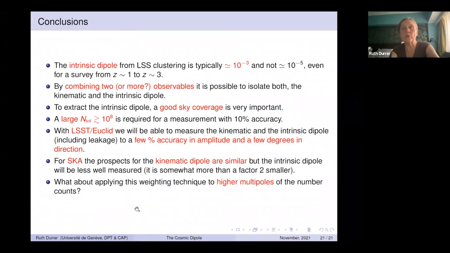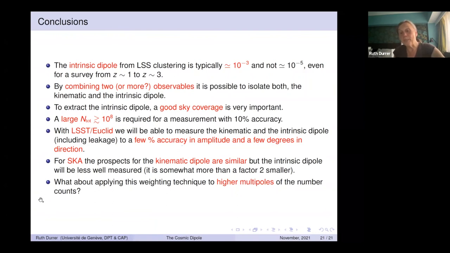With this, I come to my conclusion. The intrinsic dipole from large-scale clustering is typically 10 to the minus 3, not 10 to the minus 5, as we expect it to be for the CMB. Combining two or more observables, it is possible to isolate intrinsic and kinematic dipole. Good sky coverage is very important. A large number of objects is very important. 10 to the 8 is required to get like 10% accuracy. With LSST and Euclid, we will be able to measure both kinematic and intrinsic dipole to a few percent accuracy in amplitude and a few degrees in direction. For SKA, prospects for the kinematic dipole are similar, but the intrinsic dipole will be less well measured because it is somewhat smaller.